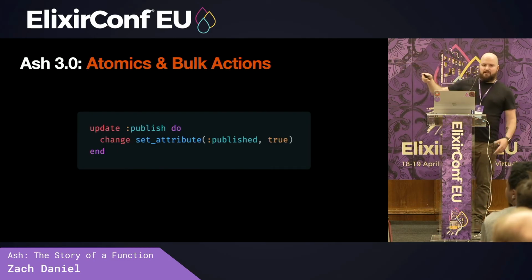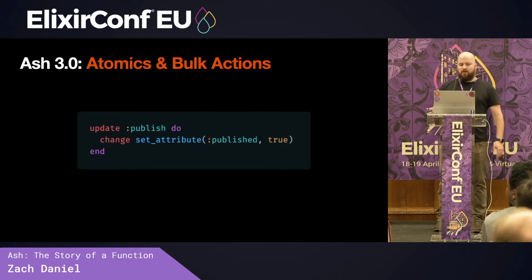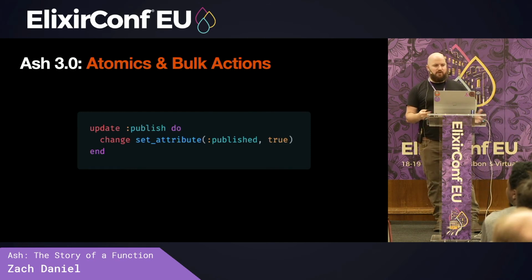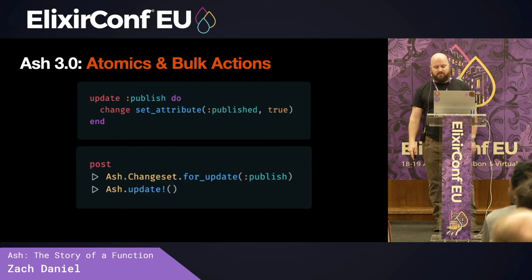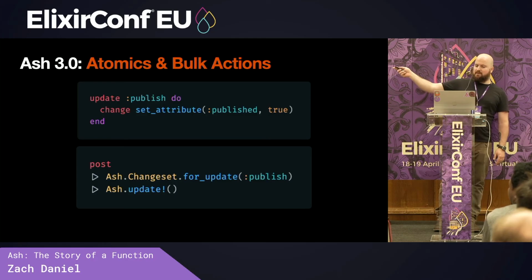So this is an action in Ash. It's called publish. It's an update action, and all you can see it does is set the attribute published to true. Now, this is a very simple action. You can do all sorts of cool things with actions. I mean, you can do anything with an action. But this is a very simple one, for example. And to call it, I might make a change set for update, given some post, and then I might update that post.